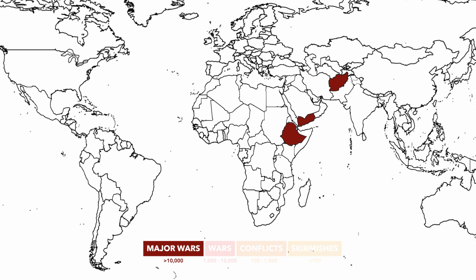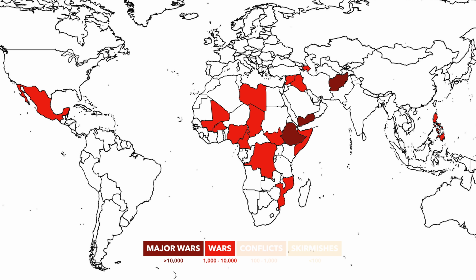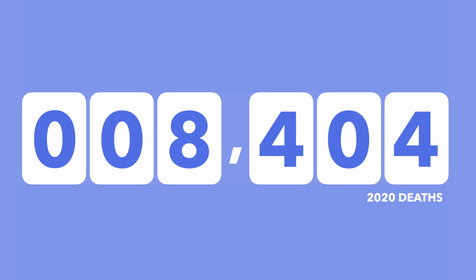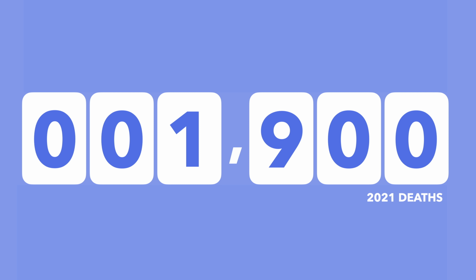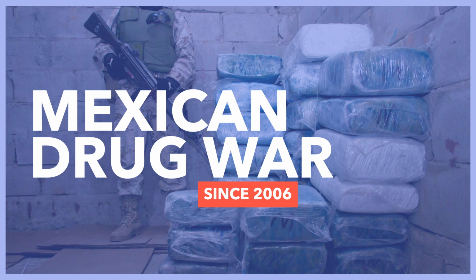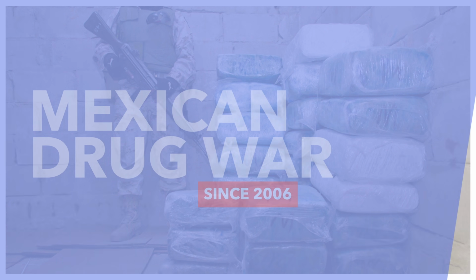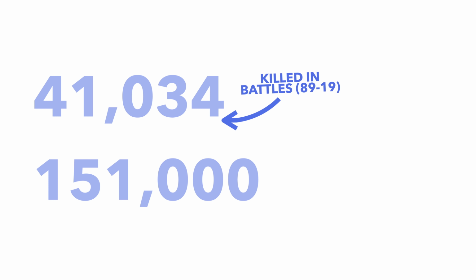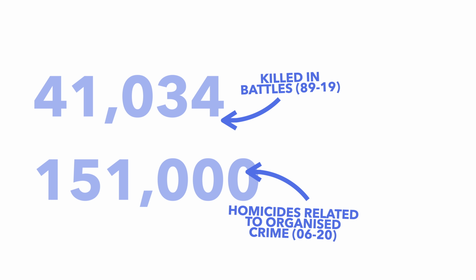So those were the major wars, but what about the other wars? One which might have caught your eye, and the biggest one in 2020, was the Mexican drug war, seeing 8,404 deaths in 2020 and nearly 2,000 this year so far. This number might actually be conservative though, as it's often hard to tell the difference between deaths associated with the drug war and more general organised crime related homicides.